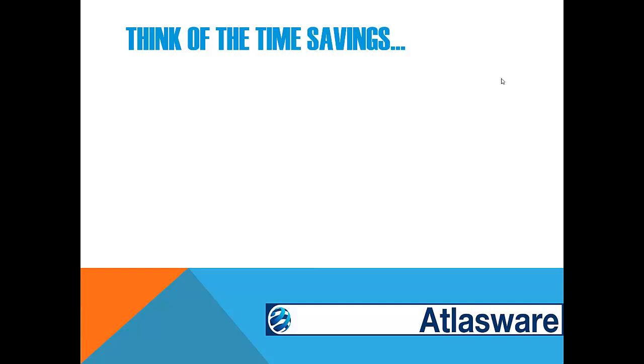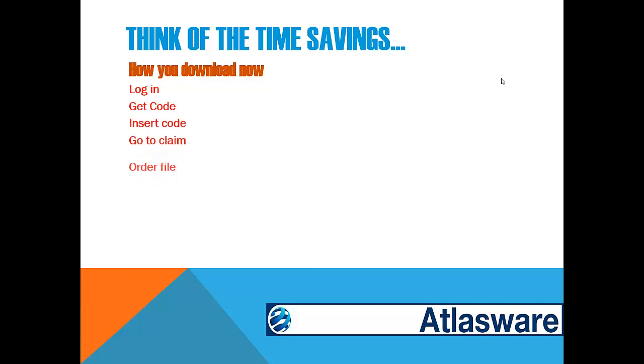Time savings, and to understand it, you've got to figure out what you're doing now and what you would do with Atlasware. Well, how do you download now? First, you log in. You get your code. You insert your code. You go to the claim. You order the file. And then you go to another claim and you order that file. And you do that over and over and over again. Because if you're efficient, once you're in there, you want to try and get as many as you can. All this back and forth to order another claim.